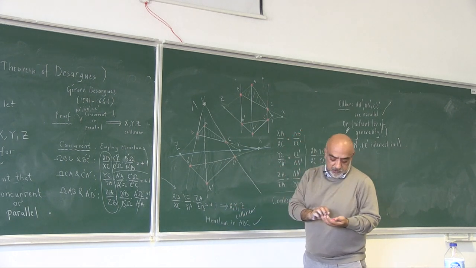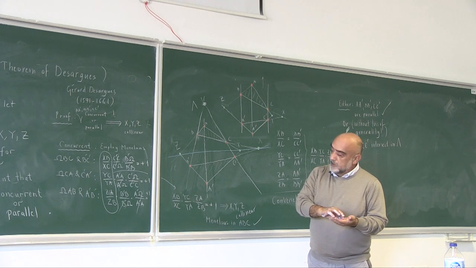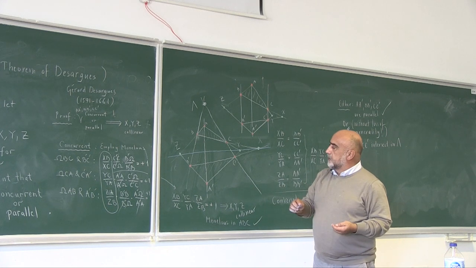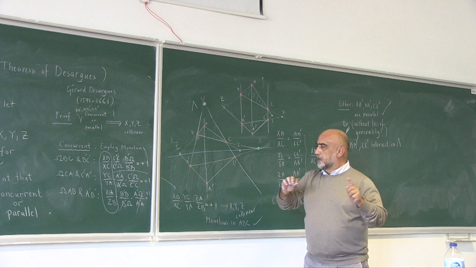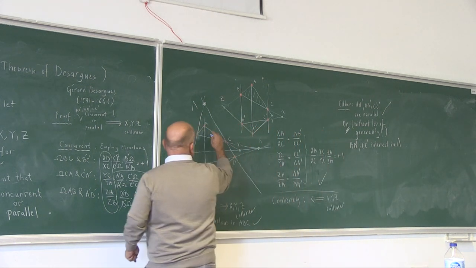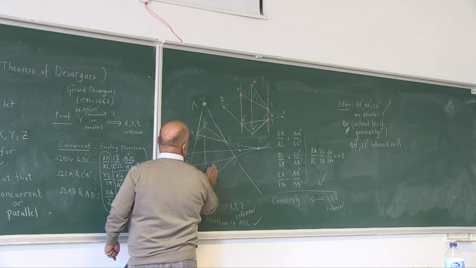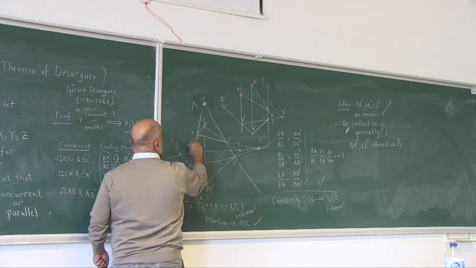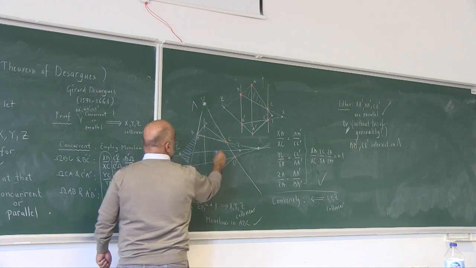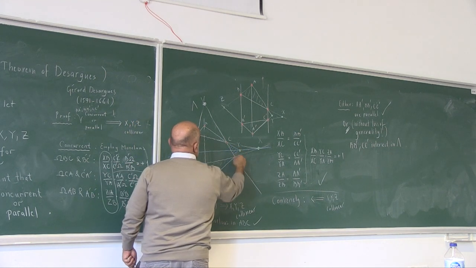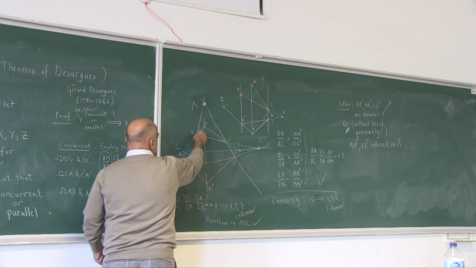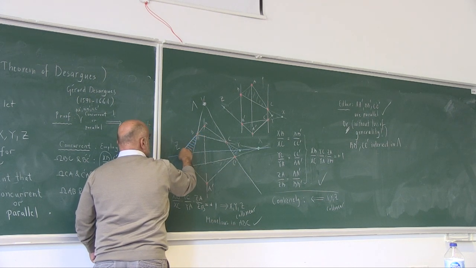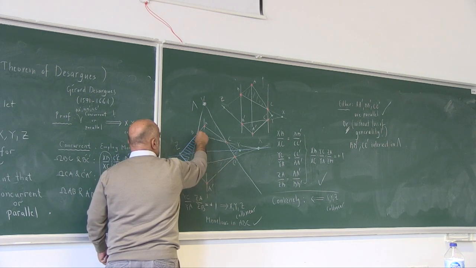The proof is very simple. I invite you now to change your point of view and to look at not these two triangles, but these triangles. Can you manage that? I want you to look at the triangle B, Z, B prime.